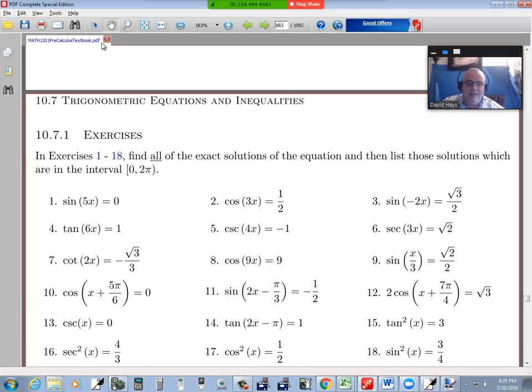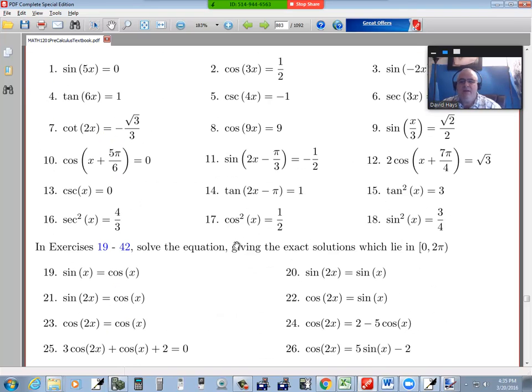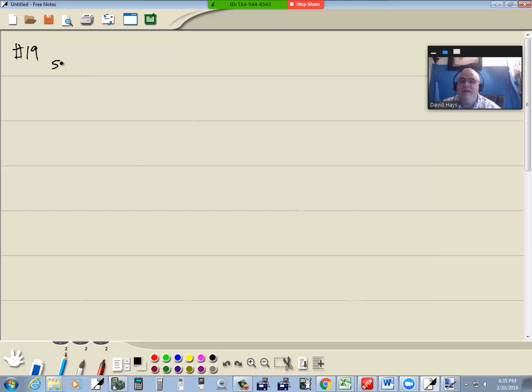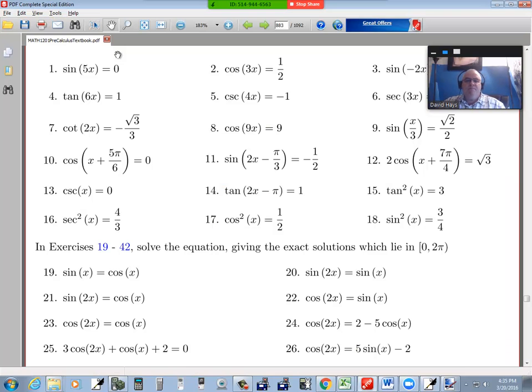Okay, number 19. Sine is equal to cosine. Now there's different ways you could work this one. We're asked to solve the equation and give the exact solutions that lie in 0 to 2 pi.